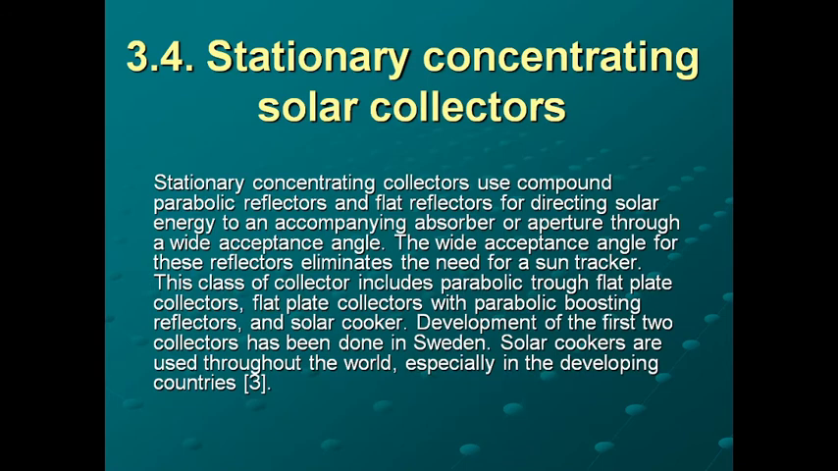Now we are going to see the stationary concentrating solar collectors. The name itself indicates these collectors are stationary. They use parabolic reflectors and flat reflectors, and direct solar energy to an accompanying absorber or aperture through a wide acceptance angle. The wide acceptance angle for these reflectors eliminates the need for a sun tracker. This class of collector includes parabolic trough, flat zone collectors, flat plate collectors with parabolic boosting reflector, and solar cooker. Development of the first two collectors has been done in Sweden. Solar cookers are used throughout the world, especially in developing countries.